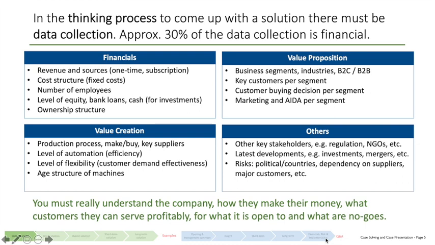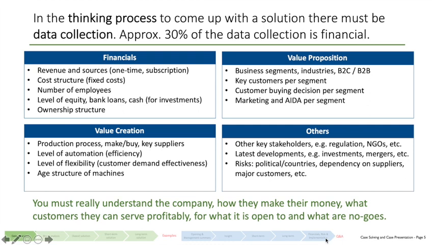So a level of flexibility, age, structure of the machines. So these are things that we collect now, and maybe they influence our suggestions a little later. And last but not least, we have a box that is called other aspects that we might look into as a data collection process. And these elements might be depending on the case to a certain extent, like key stakeholders such as the regulation, NGOs.